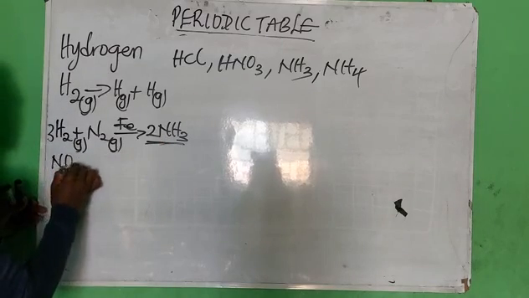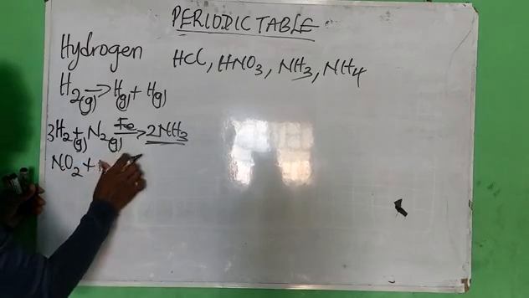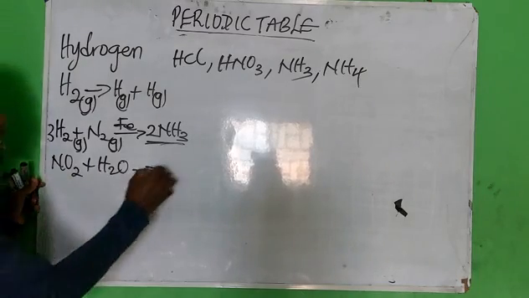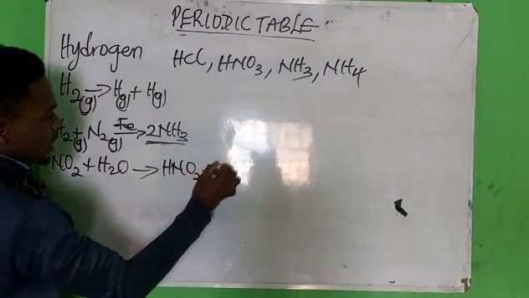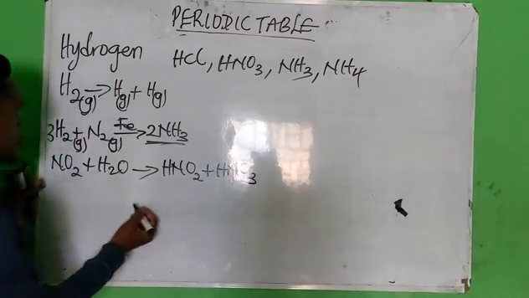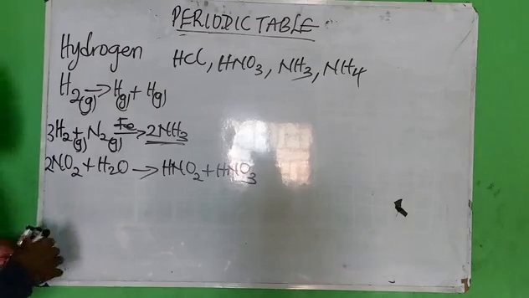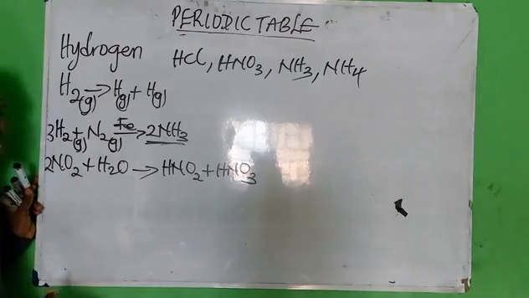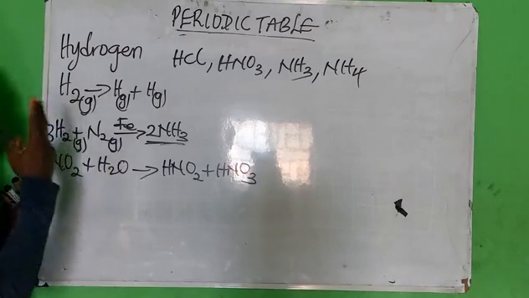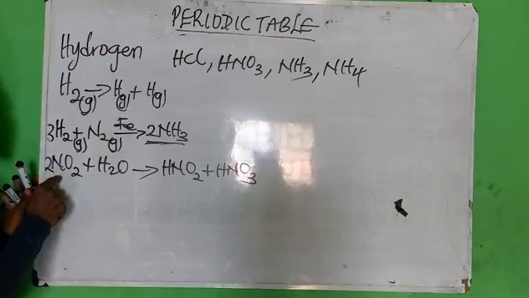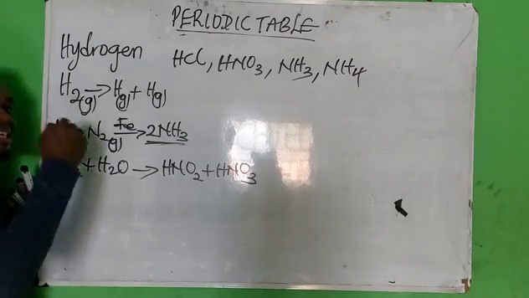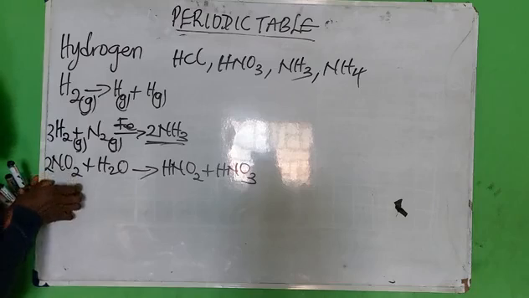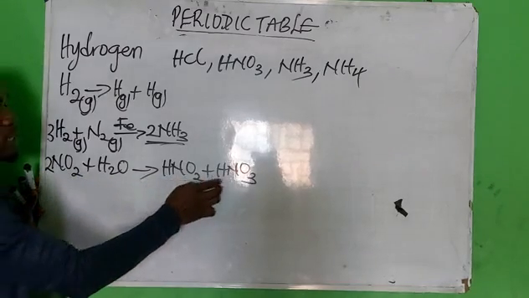If nitrogen(IV) oxide should react with water, if NO2 should react with water, I will have what? HNO2 and HNO3. So I'll simply put 2 at the back of this place. Now, nitrogen(IV) oxide is called a mixed acid anhydride because it reacts with water to form 2 acids. Because this compound lacks water, it's called an acid anhydride. It is a compound that lacks water. So when NO2 reacts with water, it forms HNO2 and HNO3.